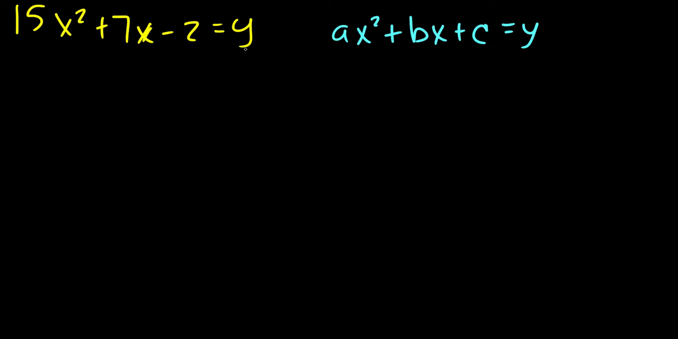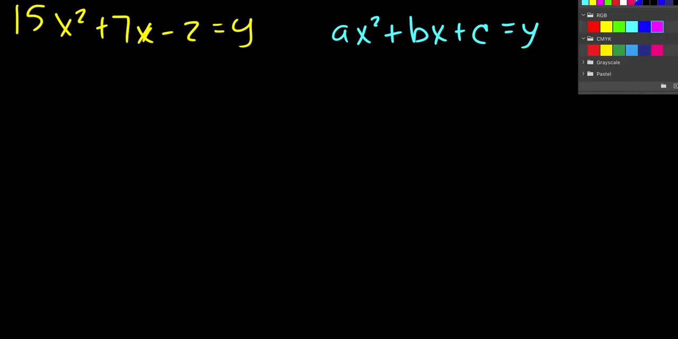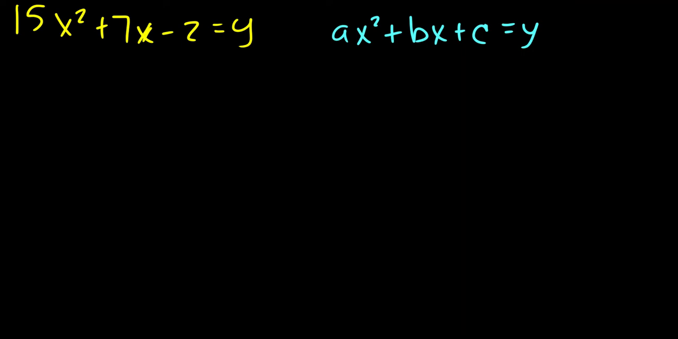Now this one's quadratic. We know it's quadratic because it has x squared as the highest power of x, but it wouldn't work for the previous method because we have a 15 out in front. Now this method allows us to use quadratics that have a different number out in front.